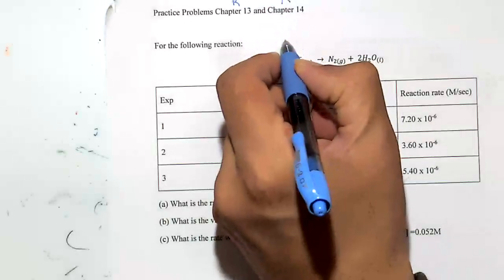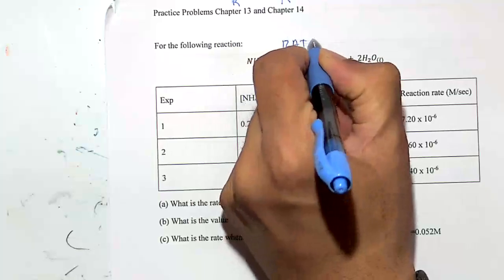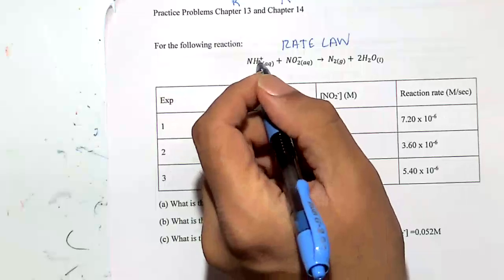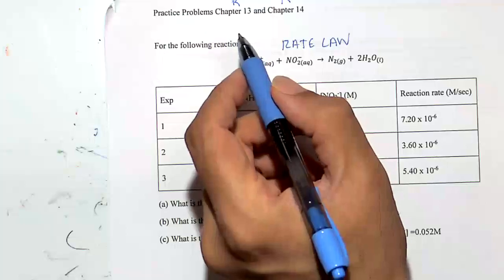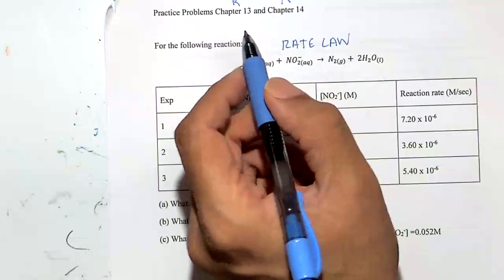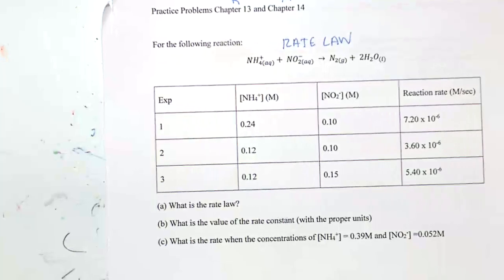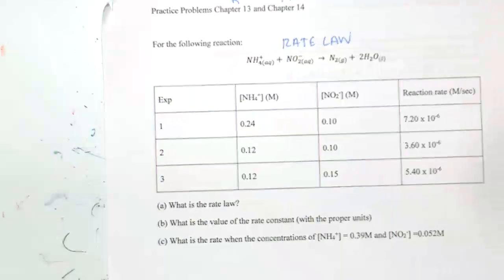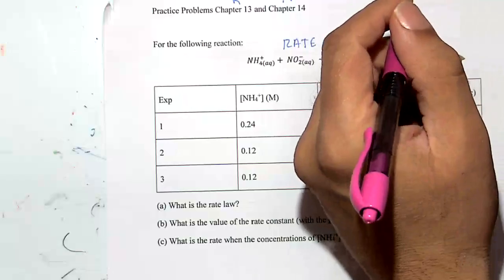So one of the problems on the exam is a rate law. We're given this equation and we want to figure out how fast this reaction is going to proceed. The rate law has this form.